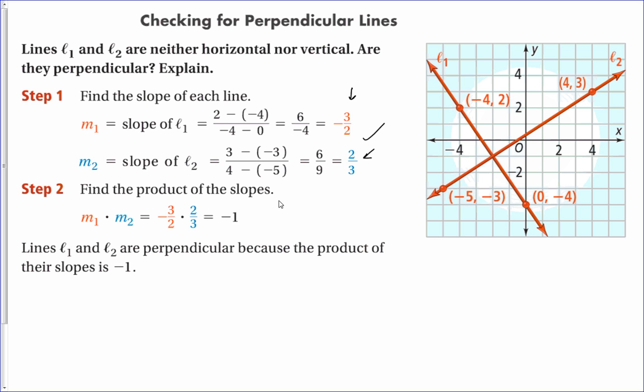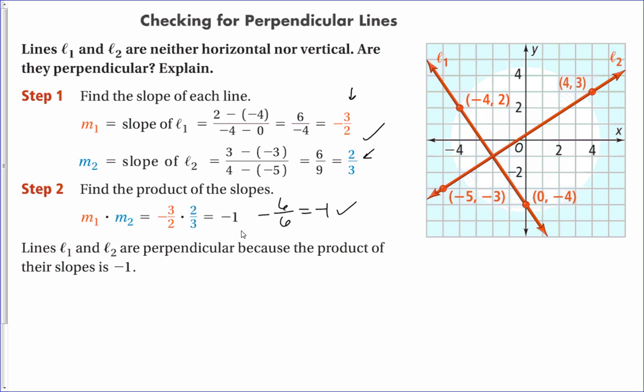3 times 2 is 6. 2 times 3 is 6. And then negative times positive is negative. And then 6 divided by 6 is 1, so -1. So lines L1 and L2 are perpendicular because the product of their slopes is -1. You could also tell me that they're perpendicular because their slopes are opposite reciprocals. You could also give me that for your reason. I would take that. All right.